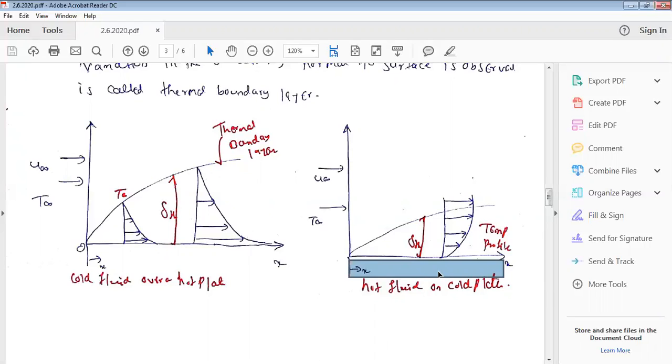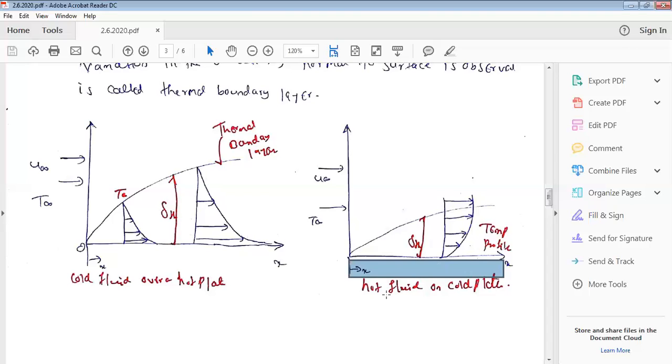Why? Because the plate is going to absorb the temperature of the air. When the plate absorbs the temperature of the air, the air loses a certain amount of energy. At that time the temperature is less. Got it? That's why the temperature profile gradually decreases as you come nearer and nearer to the plate. Understood? But in the earlier case it is exactly opposite. Why? Because the plate is hot and the air is cool. But here exactly that has changed.